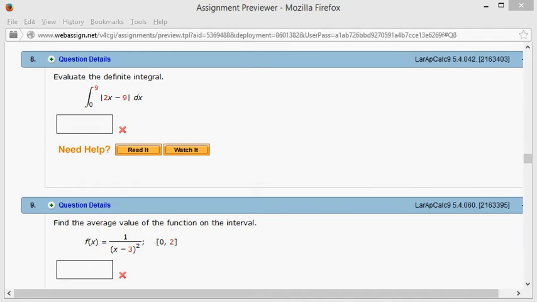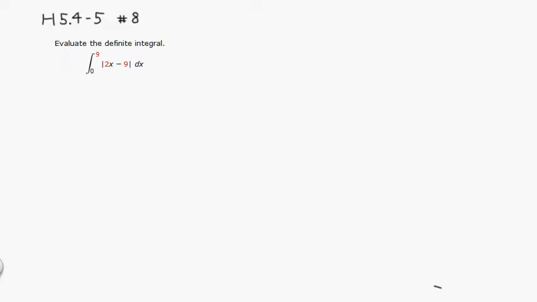Okay, let's look at the homework 5.4, 5.5, problem number 8. So we want to evaluate this integral involving the absolute value sign. So let's do that. First we have to look at the integrand, which has the absolute value sign. So we're going to write the absolute value of 2x minus 9.